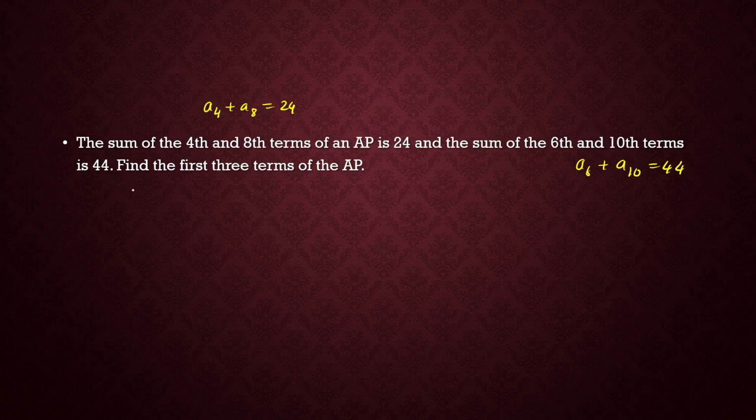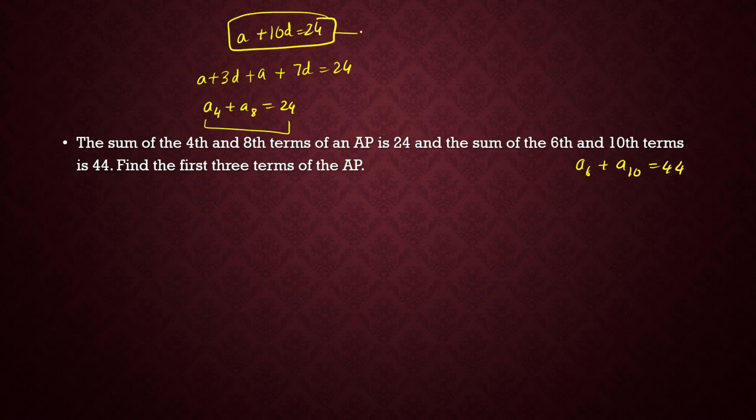Again a simple question. Okay, very similar question. What is A4? It is A plus 3D. What is A8? It is A plus 7D. The sum is equal to 24. Now this becomes 2A plus 10D is equal to 24. So this is your first equation. Okay, this is your first equation. Now the second equation becomes A plus 5D plus A plus 9D is equal to 44.